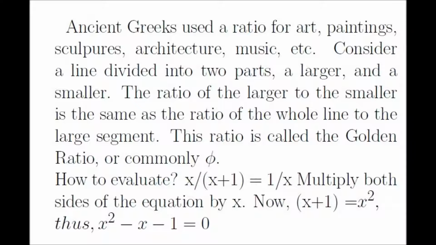How to evaluate? x over x plus 1 equals 1 over x. Multiply both sides of the equation by x. Now, x plus 1 equals x squared. Thus, x squared minus x minus 1 equals 0.